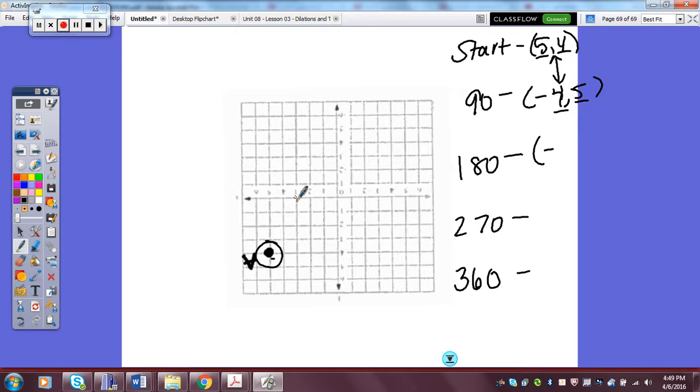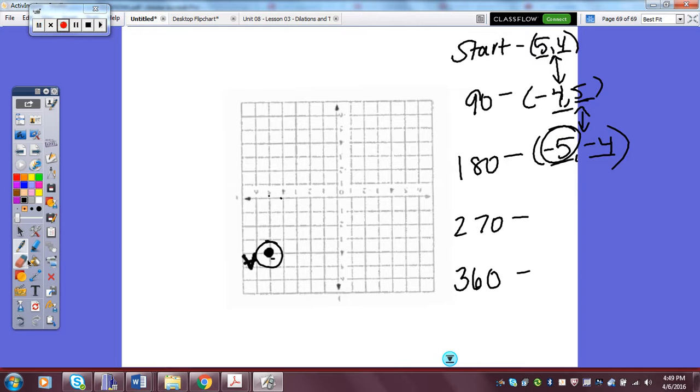Hold on, I might mess up. 1, 2, 3, 4. Oh, no, it's -5, -4. Okay? What's the relationship you notice between these two, 90 and 180? Notice my x value and my y value switched, and my x value became negative. It took the opposite.